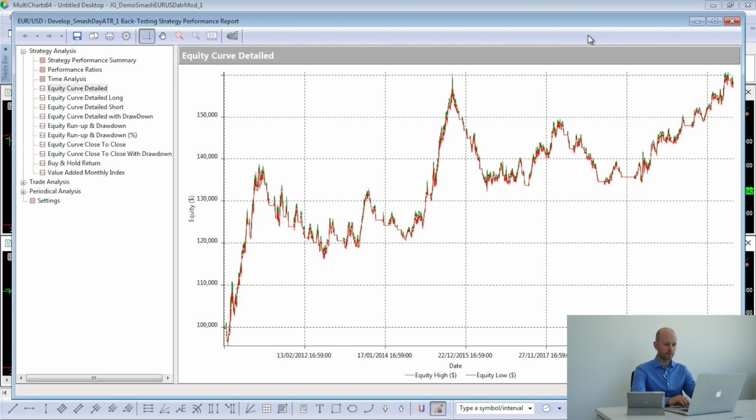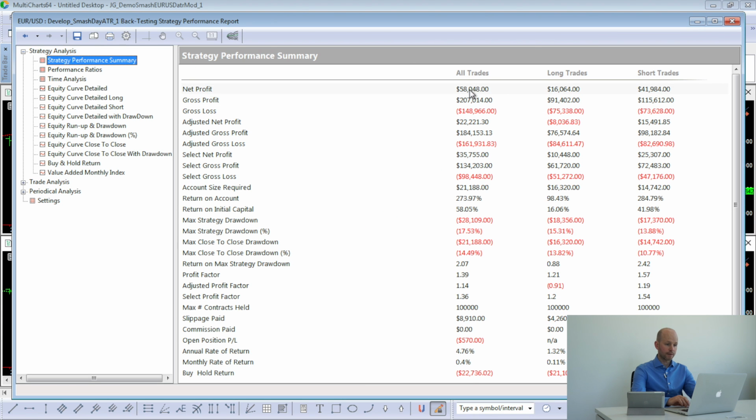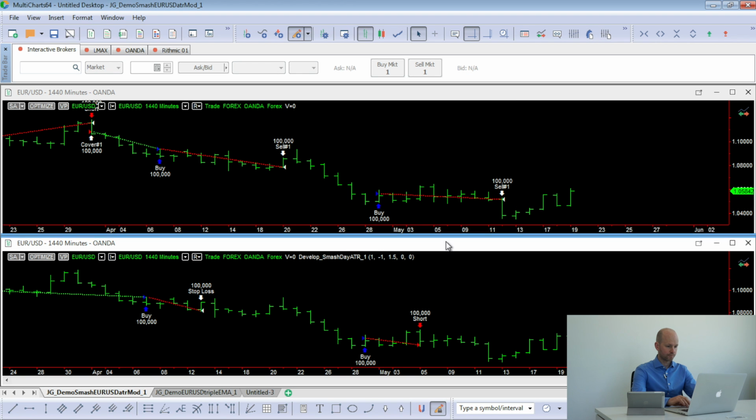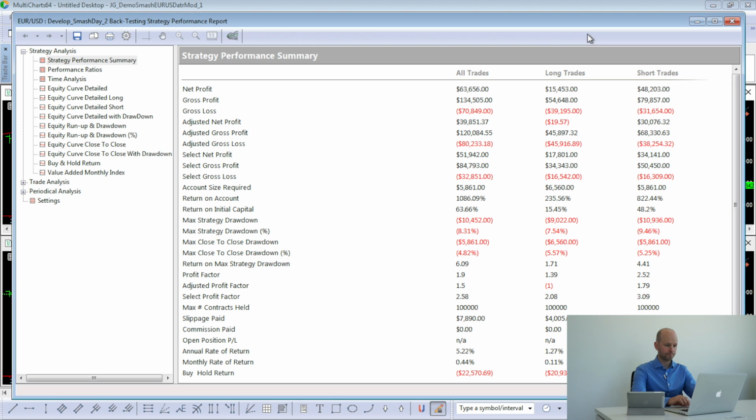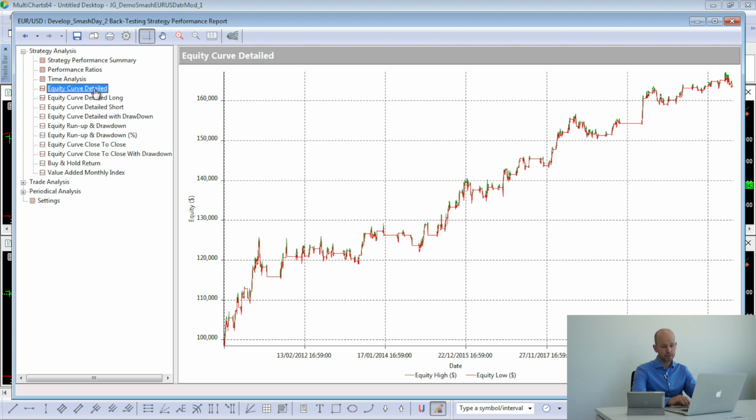That's what the equity curve looks like. Making 58,000 net profit with a max strategy drawdown of 28,000. So let's compare that to my preferred version, which is this top chart here. We're making more money, 63,000 net. The max strategy drawdown is far less, and the equity curve, I think you'll agree, is much nicer.